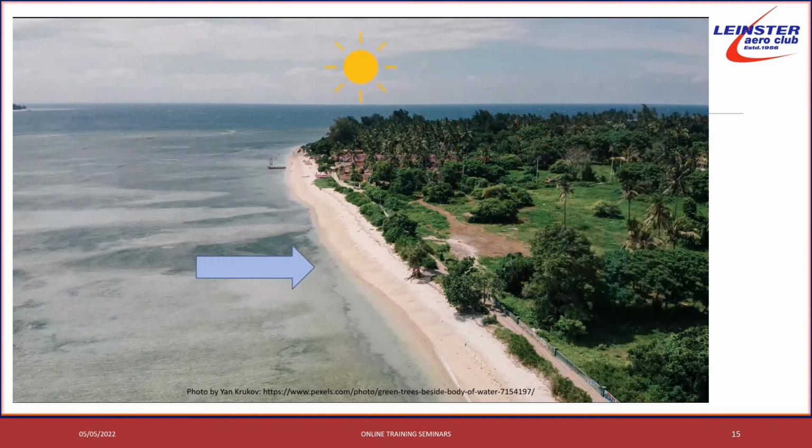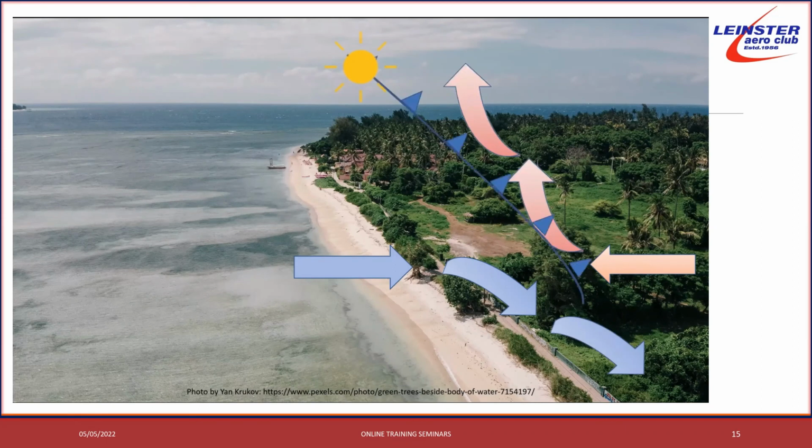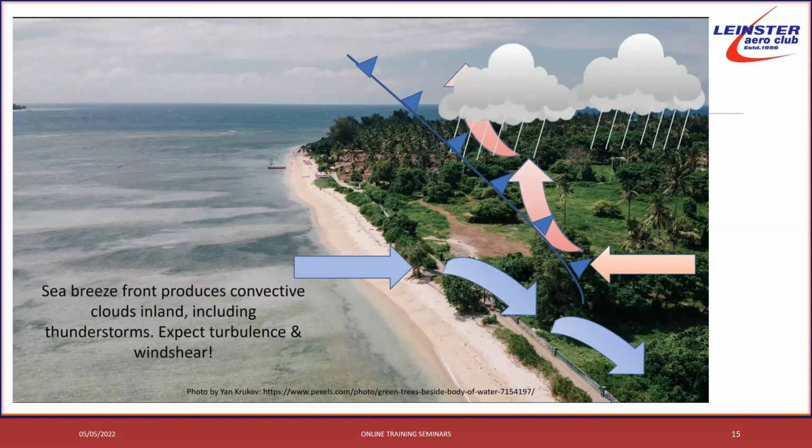Where the incoming cool air meets the warmer land air, the opposing winds can force the air upwards, where it cools and can condense to form convective clouds and even thunderstorms. This convergent zone is known as a sea breeze front, which behaves like a mini cold front. Pilots can expect wind shear and turbulence in the vicinity of this sea breeze front.